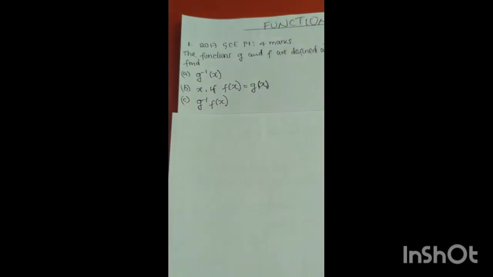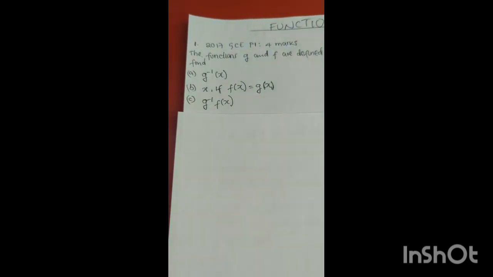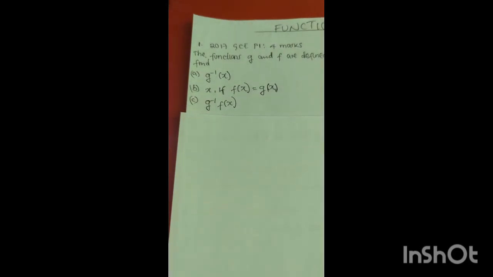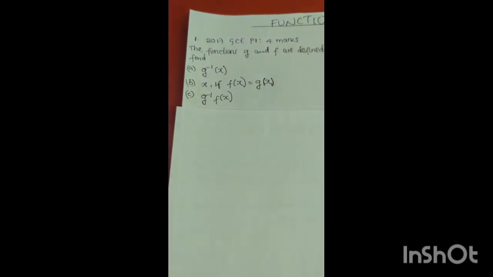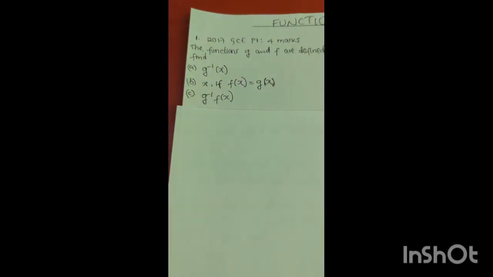Question A tackles the first component, which is inverse. Question B is the third component I was talking about, where they ask you to equate 2 functions and find the value of x. And then C is composite functions. So this is how questions on composite functions look, and they differ from question to question.